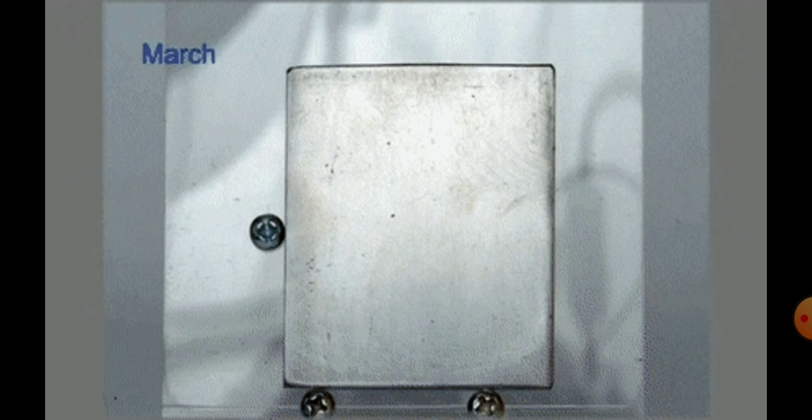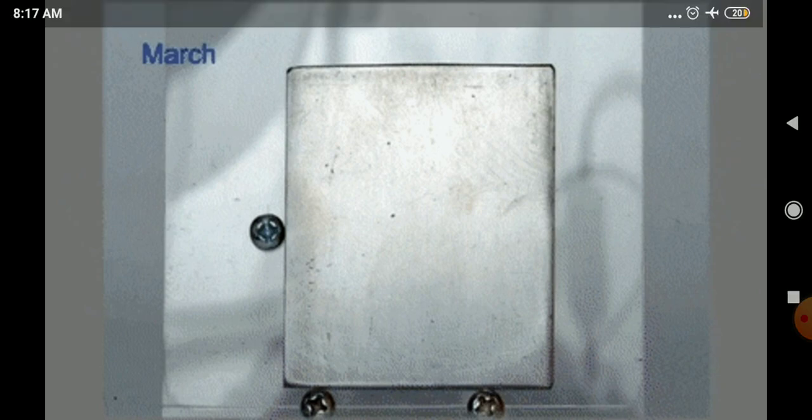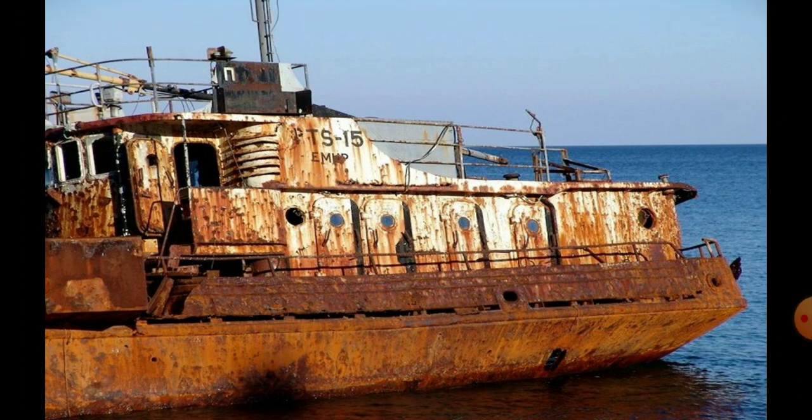We know that rust is the formation of a brown color layer over iron things. Okay, so this rusting is due to what? Due to the interaction of iron with oxygen as well as water. Then come to the second picture. Here what do you see? You are seeing a ship in which the sides are rusted because of the interaction of this ship with sea water. It becomes rusted. Then thirdly, look at this wall.